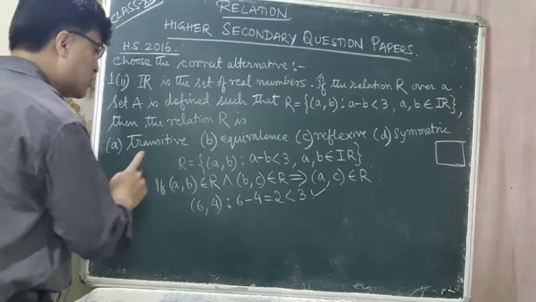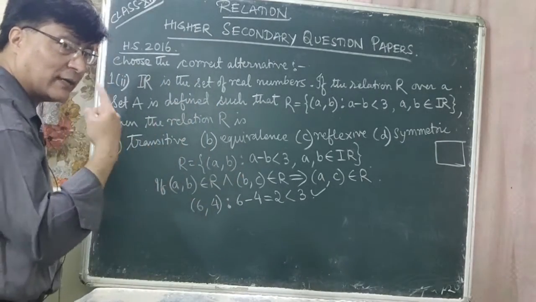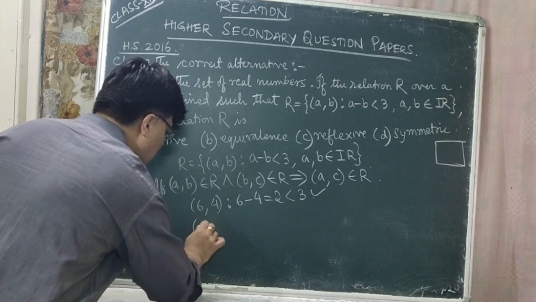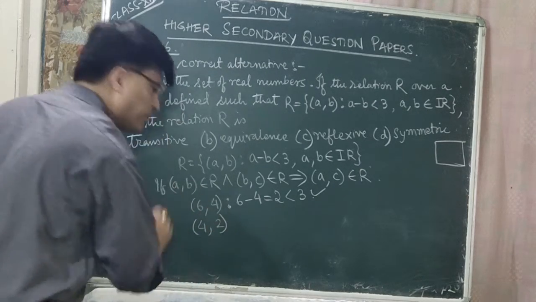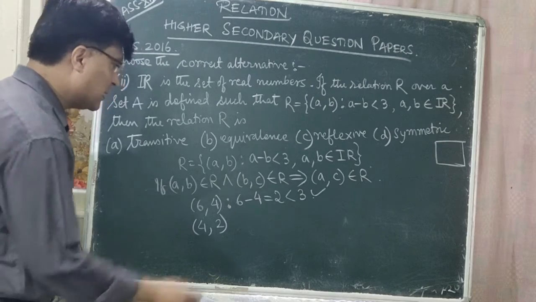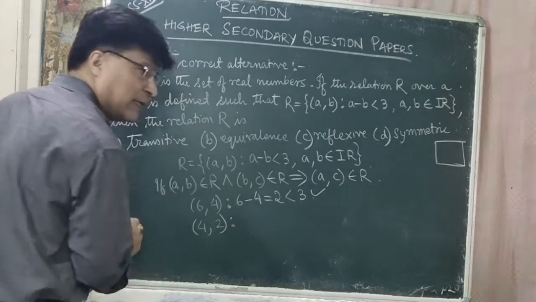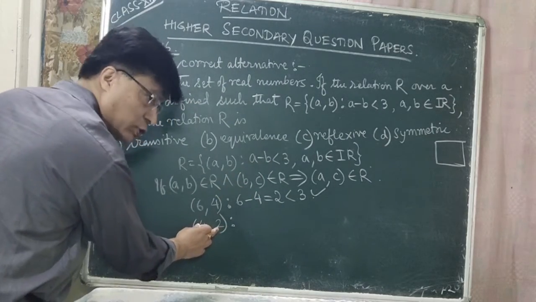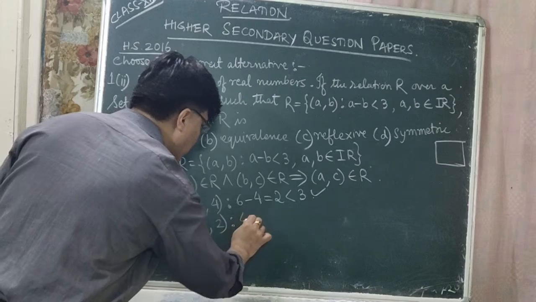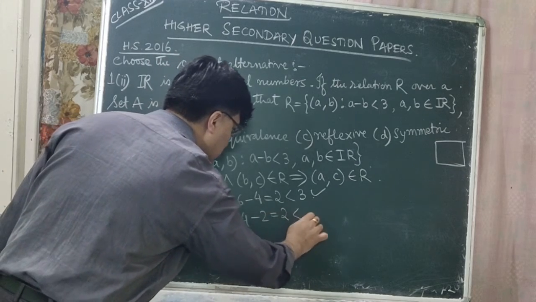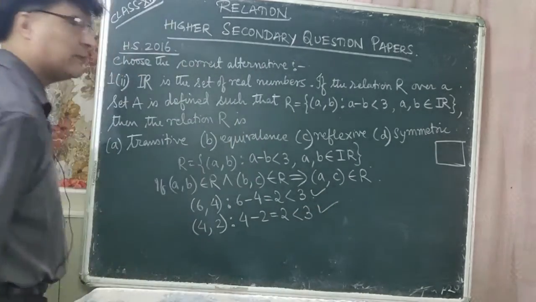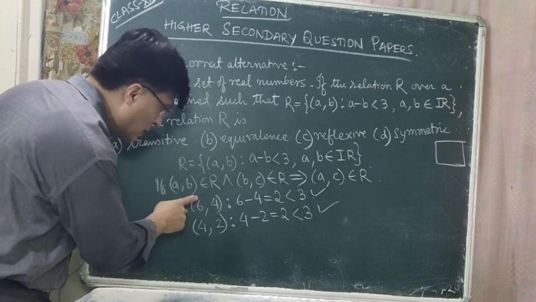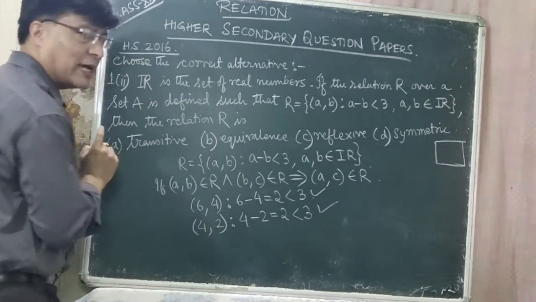Okay. Now let us take another ordered pair with 4 comma something. Let us take (4, 2). What is the value of a here? 4. And what is the value of b? It is 2. What is a minus b? 4 minus 2 is equal to 2. It is also less than 3. This is also correct. So now (6, 2) should belong to the relation R here.